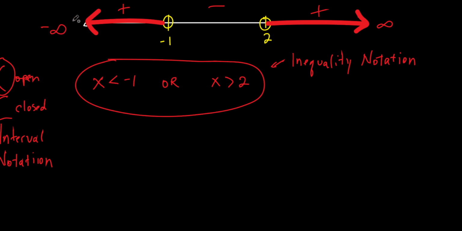Now, infinity. Can you ever get to infinity? No. So do you think that's open or closed? It's open because you can never get there. So watch what I'm going to do. I'm going to go open from negative infinity, then a comma, all the way up to where? To -1. Is -1 open or closed? It doesn't include -1, so it's open. So we put a parenthesis.